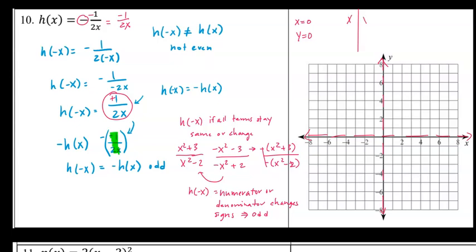And let's go ahead and put some points in. Okay, let's try 1. So that's going to give me negative 1 over 2 times 1, which gives me negative 1/2. So the point is 1, negative 1/2. And then if I put in negative 1, negative 1 over 2 times negative 1 equals 1 over negative 2, which is positive 1/2. Positive 1/2, like that.